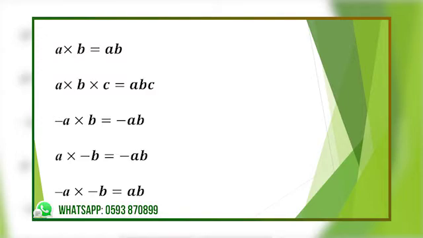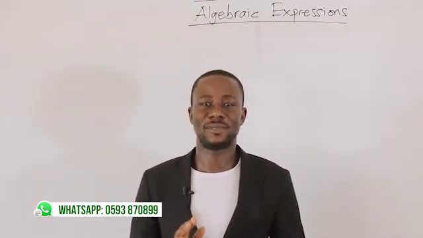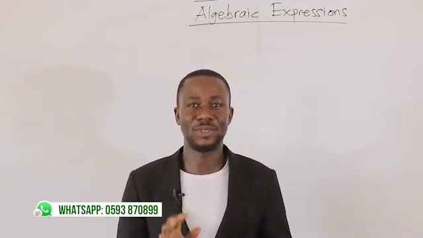Good. The last but not least, when a negative multiplies a negative, you get positive. So negative A times negative B, you get positive AB. Now at this point, be very attentive. See, math is very easy. If you are focused and attentive, you get the concept and you move on.